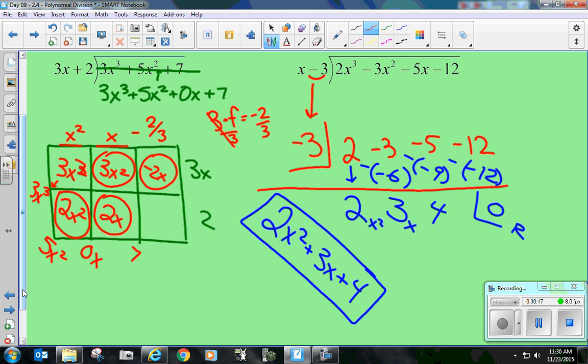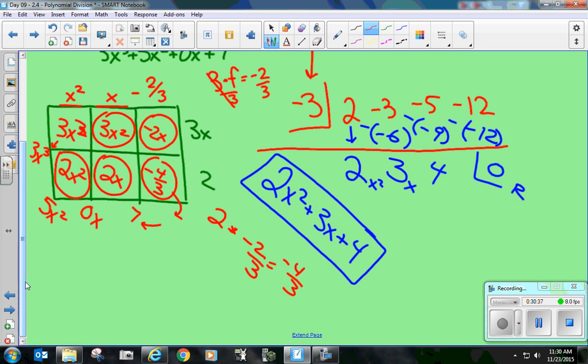So now, what goes here? I got to multiply 2 times negative 2/3. Holy cow, what is that? Negative 4/3. This is negative 4/3. What's my remainder? I'm going to set that up. That's a tough one. Negative 4/3 plus f equals 7. I got to add 4/3 to both sides, don't I? Yeah.